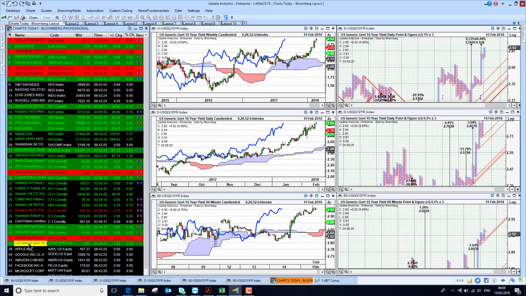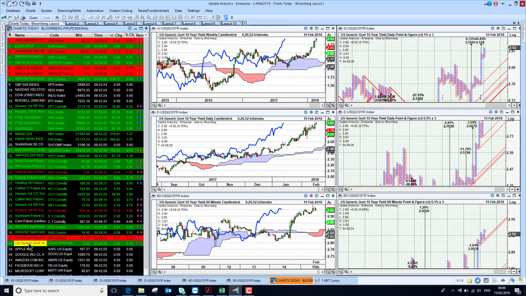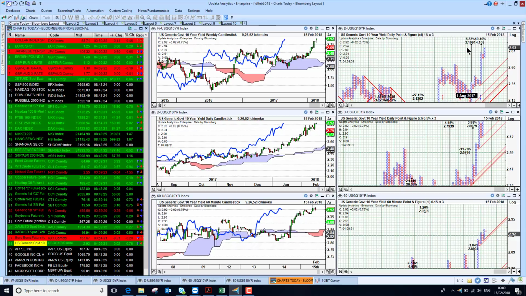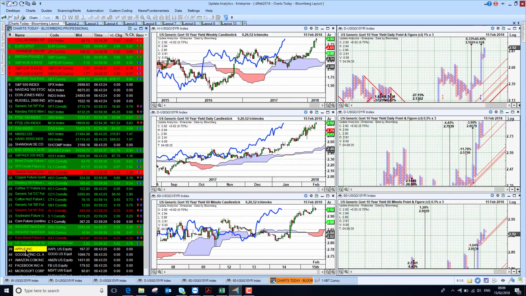US 10-year yields now touching 2.92%. So this ascent to 3% is now really underway, and it does look like we'll get there. We've got targets to 3.1% on the long-term chart, and even 4.1, so looking bullish there.